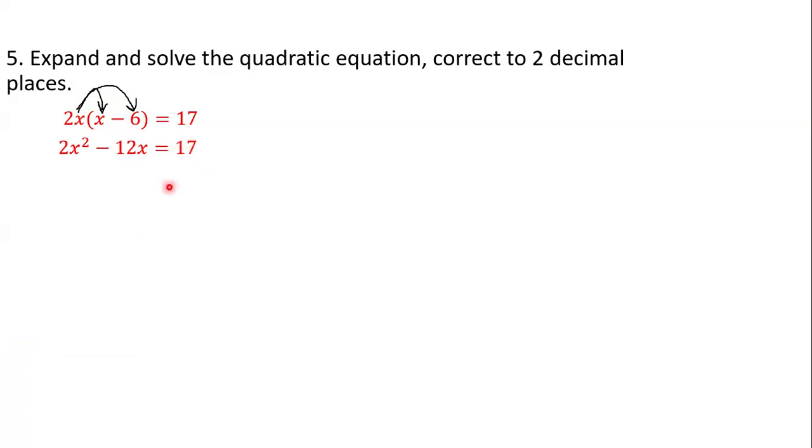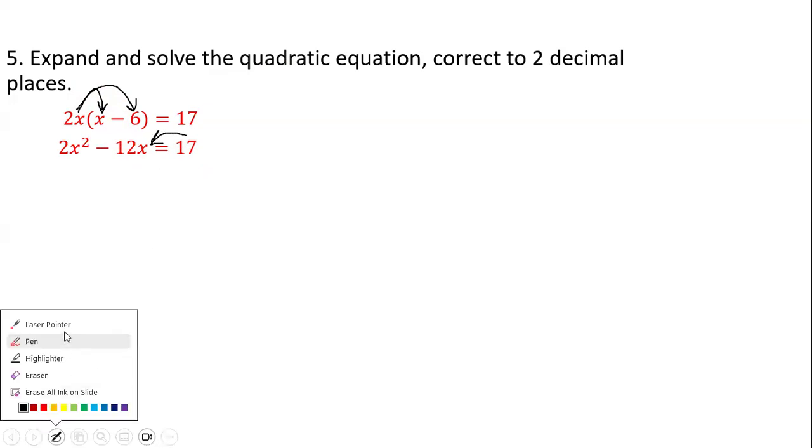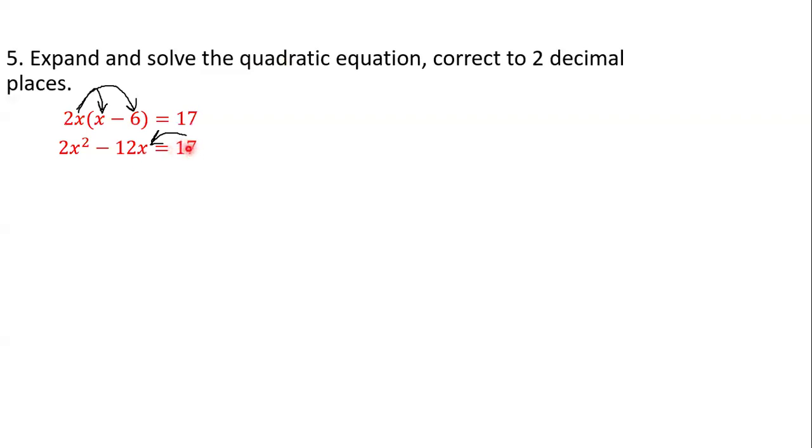Next, we take this 17 and we send it over the equal sign. When we take this positive 17 and send it over the equal sign, what happens? Well, it becomes negative 17. We send this 17 over the equal sign because we're preparing our equation to be ready for the application of the quadratic formula. And so we have 2x squared minus 12x minus 17 is equal to 0.